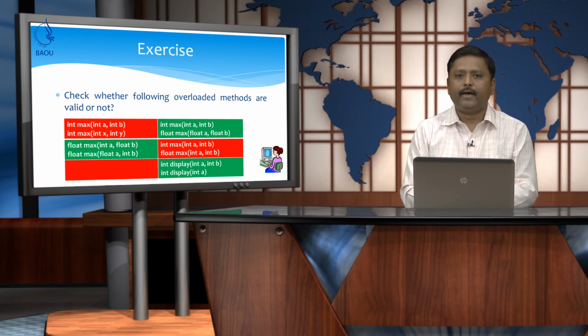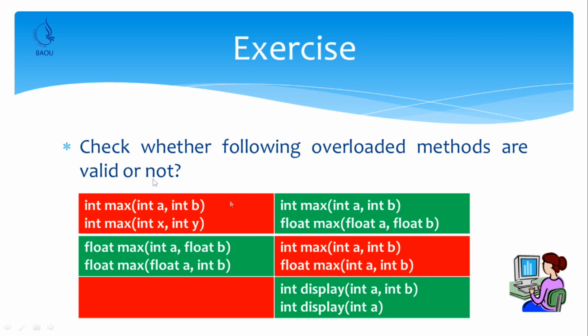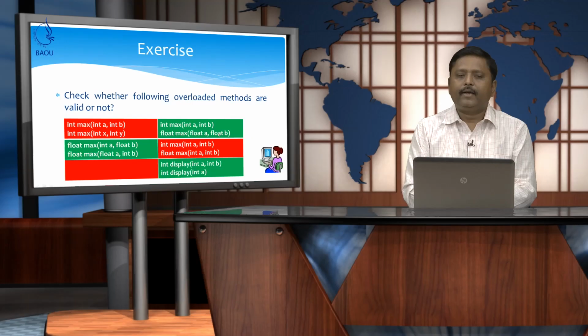Now, we take the second case. Here we have a max method with two integer arguments and a second max method with two float arguments. Here the compiler can easily determine which method to call based on its type. So, this is valid. Why? Because the number of parameters is the same, but the type is different. So, we can say this is a valid definition.